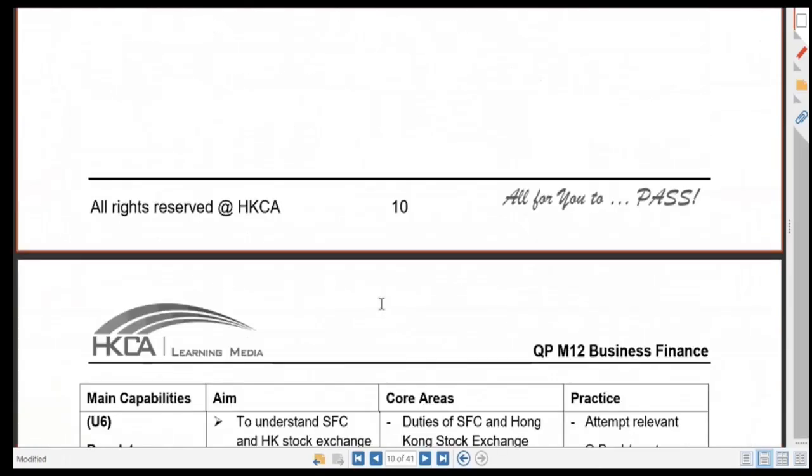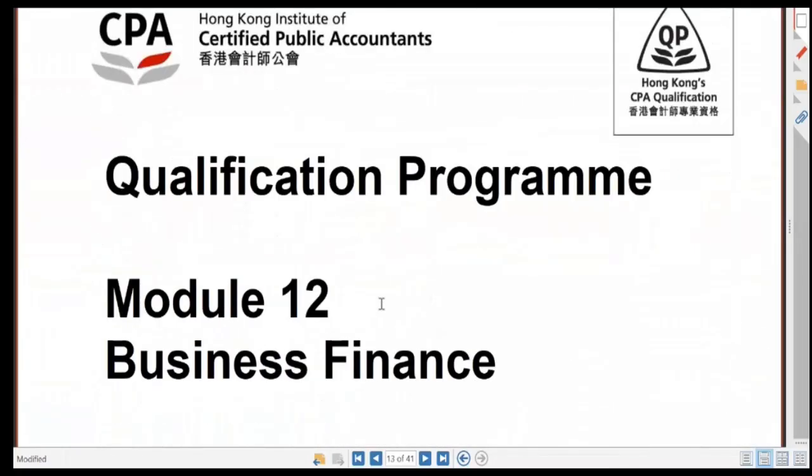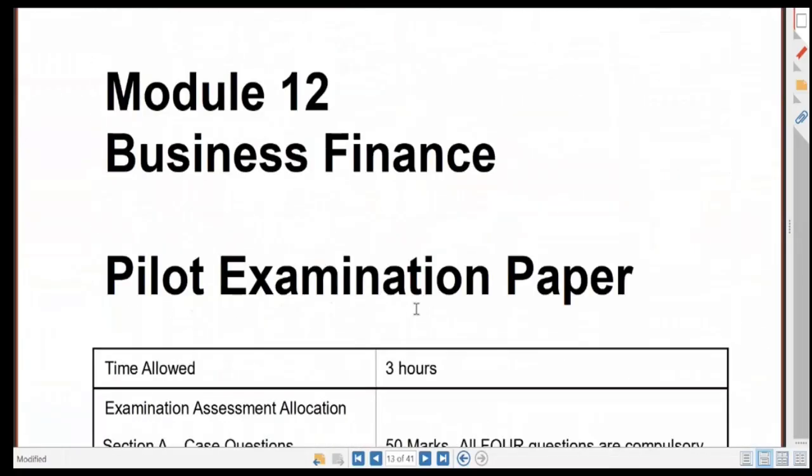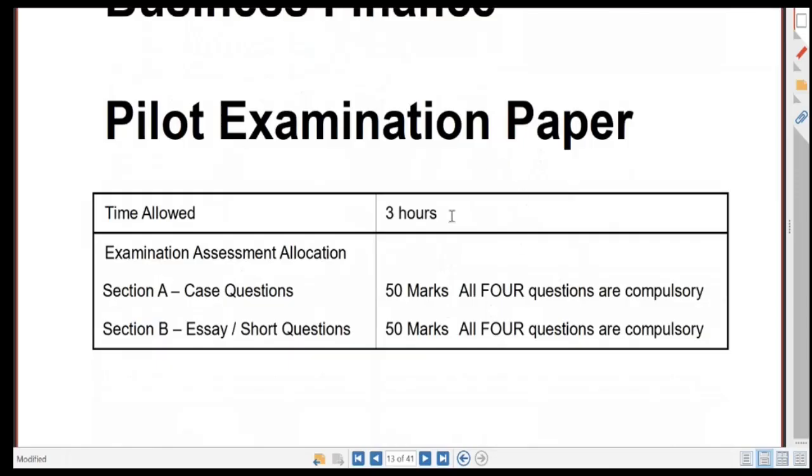You have the pilot paper given to you. Before they come out with the first exam under the new QP, they have a pilot paper here, so that from here you also know the exam format. The exam is divided into section A, 50 marks, all compulsory. Section B, essay, short questions. Here also 4 questions, 50 marks, all also compulsory. So we are talking about all questions being compulsory.